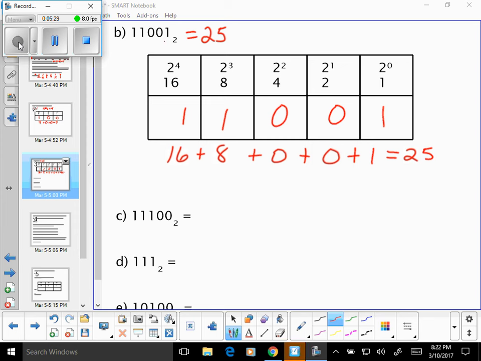This says you have a 1. You don't have any 2s. You don't have any 4s. You do have an 8. You do have a 16. And when I add them up, I get 25.